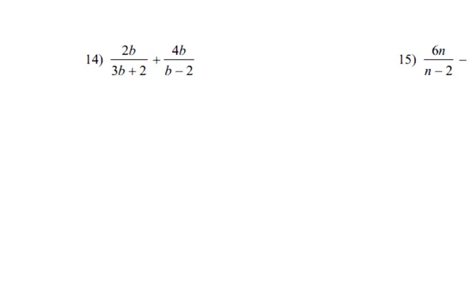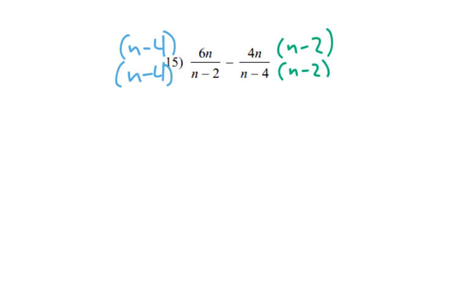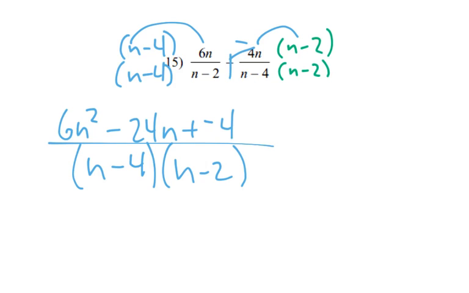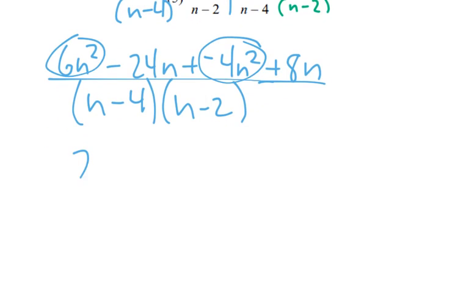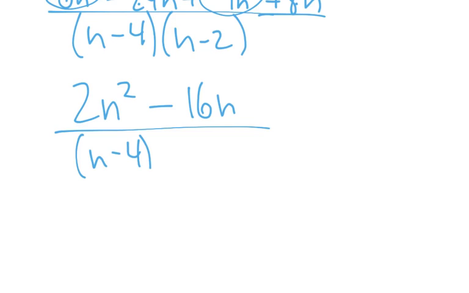Okay, now the last one, same thing, times by n minus 2, times the left by n minus 4. That becomes our denominator, n minus 4 times n minus 2 over, or under, that would be 6n squared minus 24n. Think of that as plus a negative 4n. So it would be negative 4n squared plus 8n. Combine like terms, so that would be 2n squared minus 24 and 8 would give us 16n over n minus 4 times n minus 2.